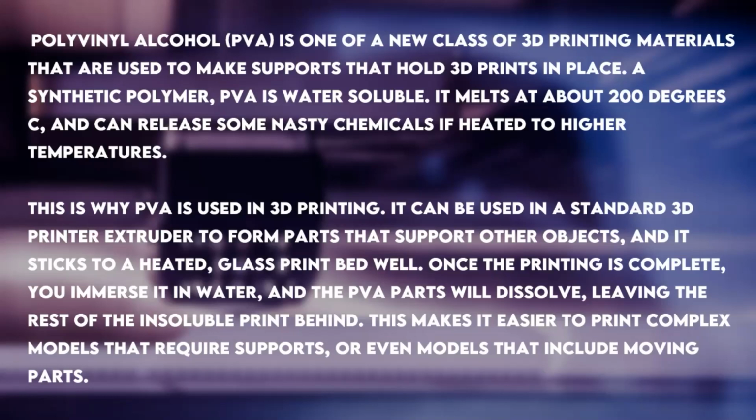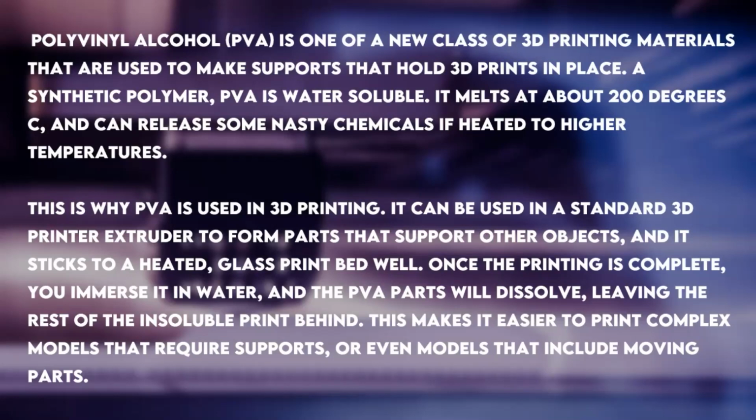Okay, so now, this is why PVA is used in 3D printing. It can be used in a standard 3D printer extruder to form parts that support other objects. So basically, if using PVA as a support structure, we will require dual extruders. You can use dual extruders, dual nozzles, or a metal extruder. Anything will work, and it doesn't require a heated bed. It can print very well on a glass bed also.